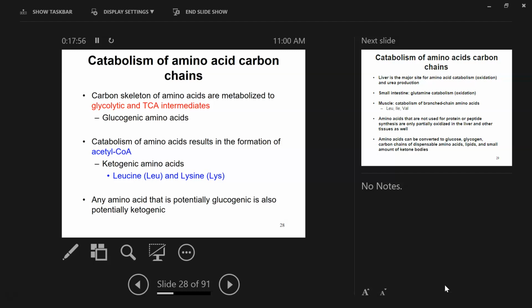Any amino acid that is potentially glucogenic is also potentially ketogenic, but not vice versa, right? So ketogenic amino acids are not able to do gluconeogenesis, but glucogenic amino acids are also able to become ketogenic, right? Does that make sense? Okay. Sorry? Yeah, from acetyl-CoA, right.